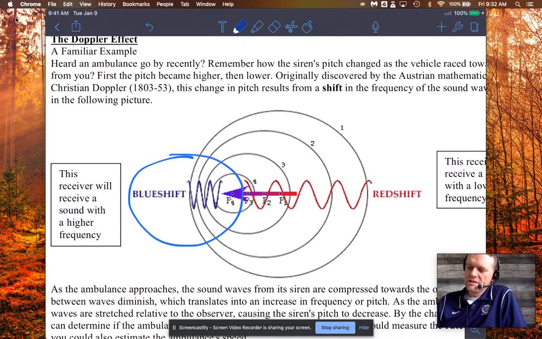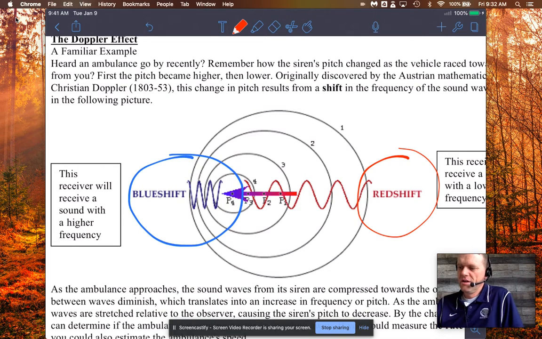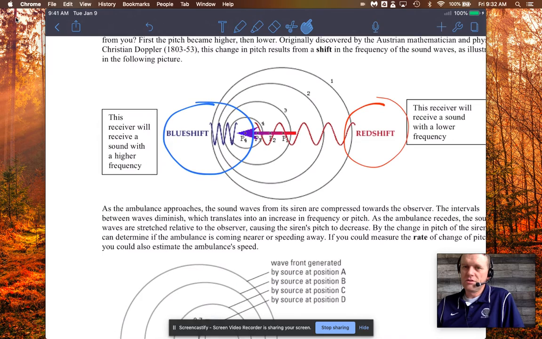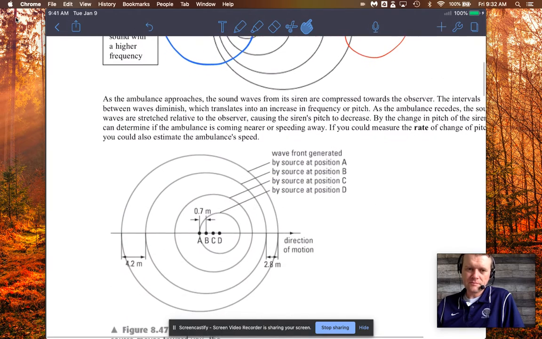So this is the evidence actually that the universe is expanding, which is really cool, because when we look at stars, they're almost all moving away from us. In fact, everything in the universe is mostly moving away from us. So that's a cool example of the Doppler effect.